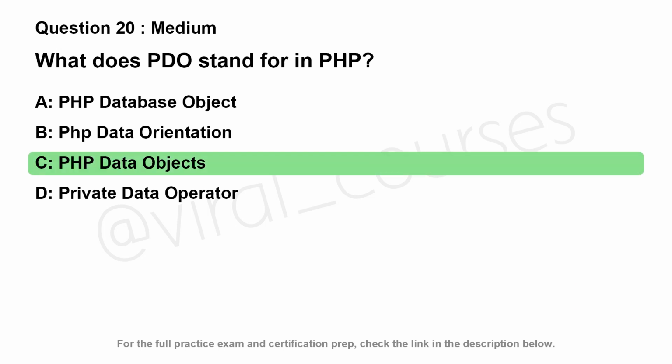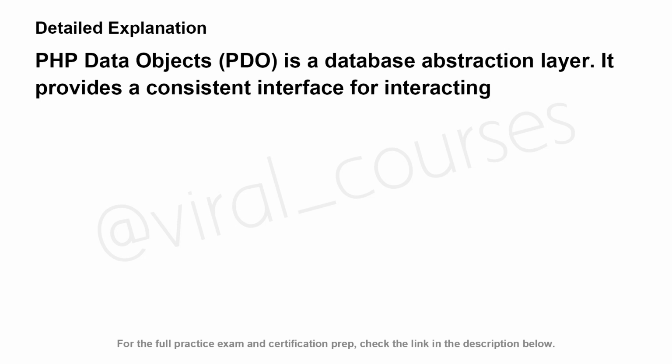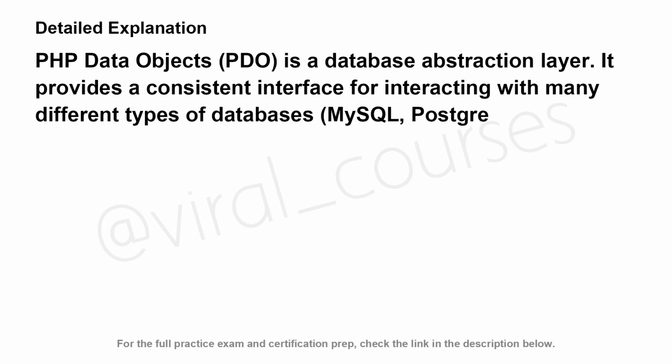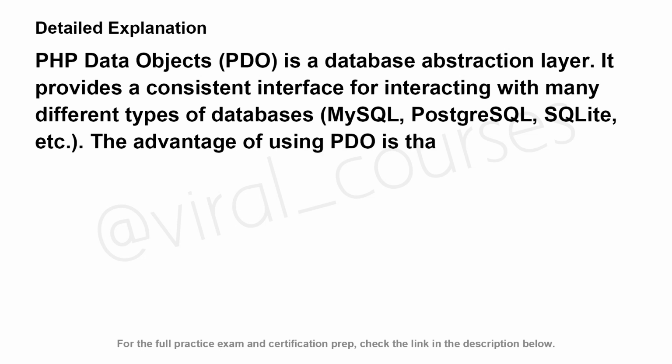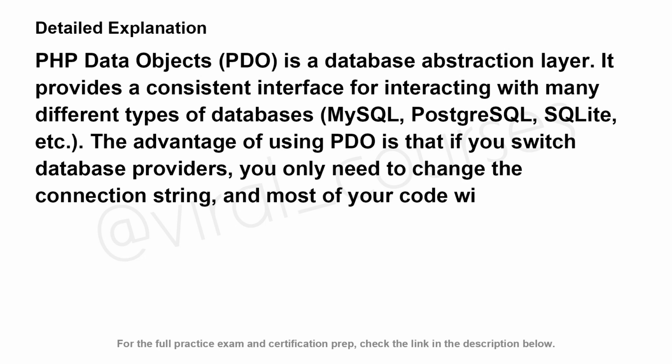The correct answer is C, PHP Data Objects. PDO is a database abstraction layer. It provides a consistent interface for interacting with many different types of databases: MySQL, PostgreSQL, SQLite, etc. The advantage of using PDO is that if you switch database providers, you only need to change the connection string, and most of your code will remain functional.